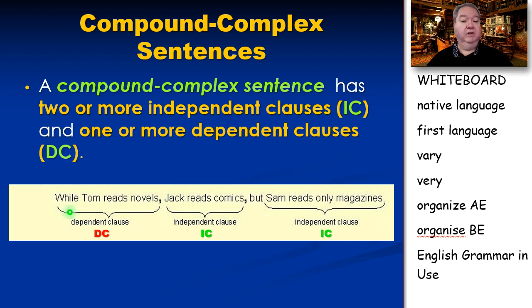Although Tom reads novels, Jack reads comics, but Sam reads only magazines. It's more like that. It's telling us that Tom does this, and he does that, but the other people do something different. Okay? So it's giving us a signal that something else is happening, that these other people are doing something different. So, while Tom reads novels, not a complete thought. So that's the dependent clause, complex, compound.